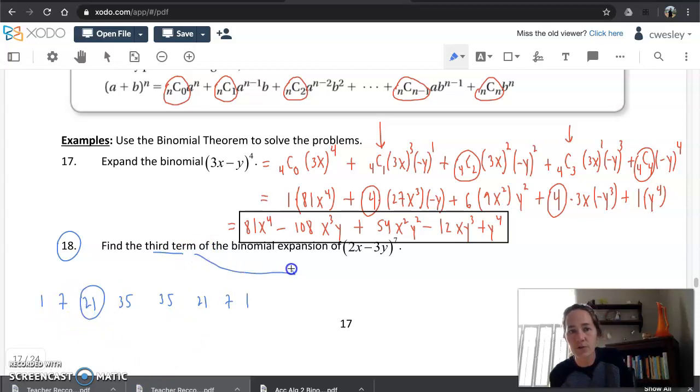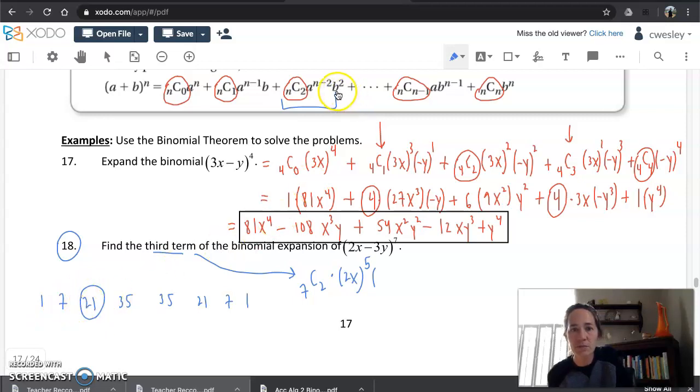So the third term is always going to be, it's actually sitting right here, nC2, 1 lower than 3. So it'll be 7C2 times 2x to what power? Well, the formula says do 7 minus 2, make it to the 5th power. We can also confirm this by counting in. This will have 2x to the 7th, the 6th, the 5th power for that third term.